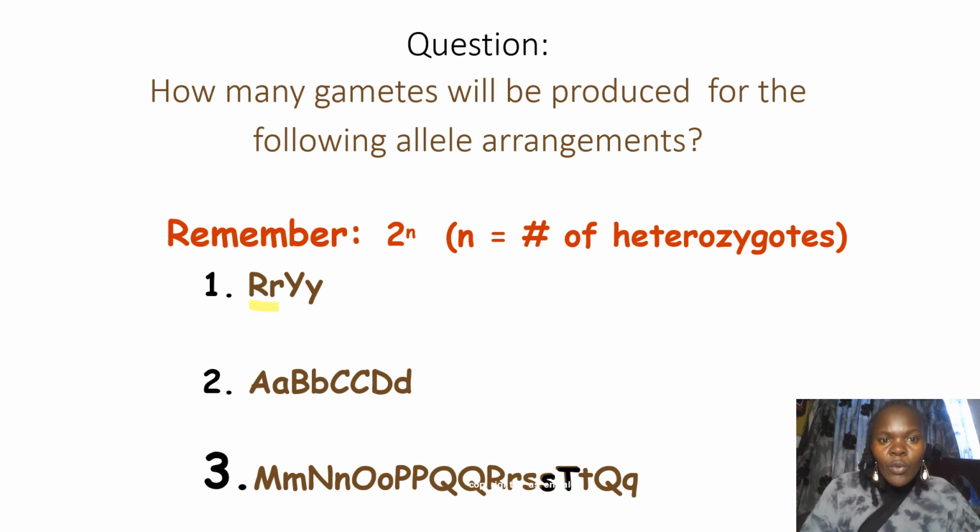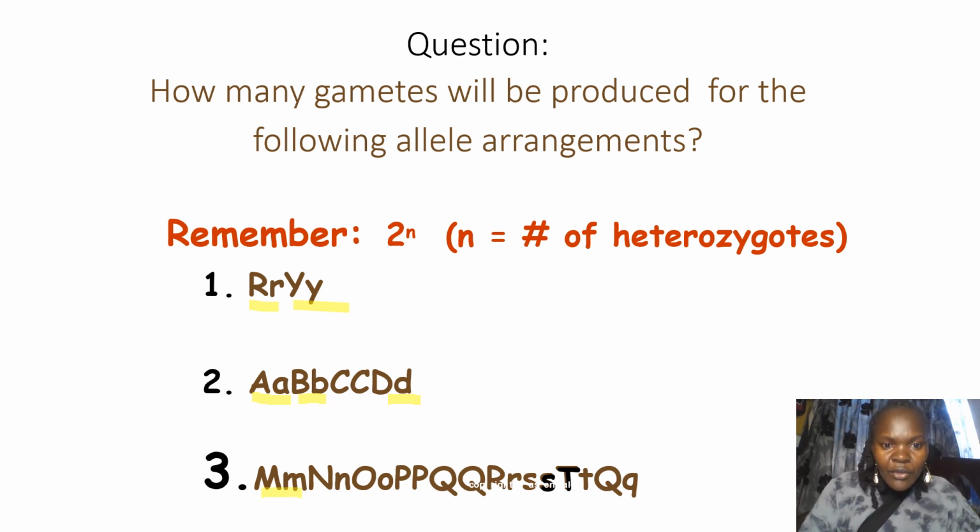It means we are going to generate gametes 2 to power n. N is 2. So we are going to generate here 4 gametes. In this case, we have how many heterozygous? 1, 2, 3. 2 to power 3, meaning 2 times 2, 4 times 2, 8 gametes will be generated. Then example here.